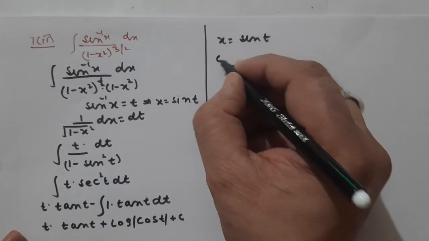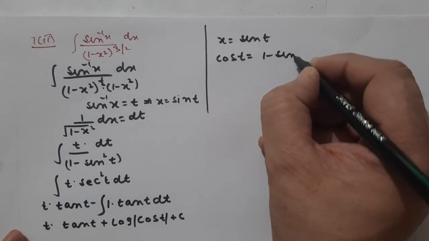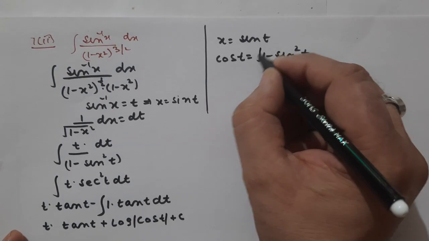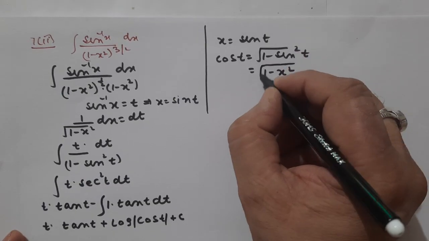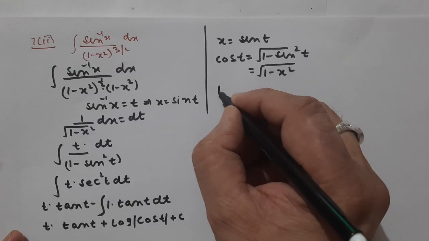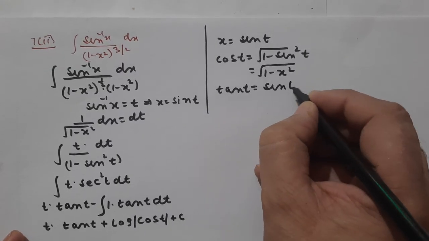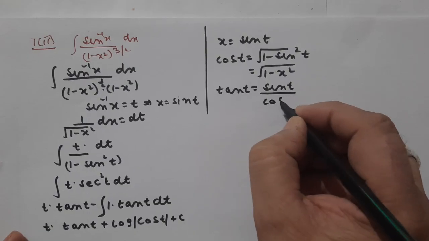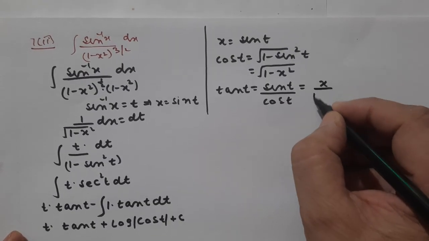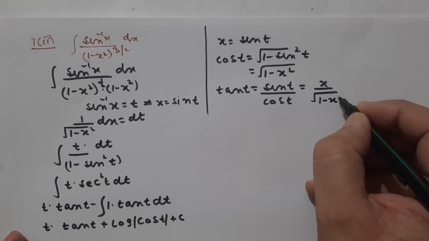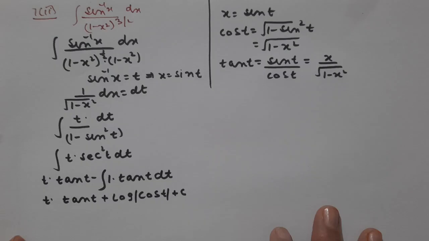Now cos t will be the square root of 1 minus sin square t, and this is equal to the square root of 1 minus x square. This is the value of cos t. And if I want to find the value of tangent t, this is the ratio of sin t upon cos t. Now sin t is x and cos t is under root 1 minus x square. So these are the values of cos t and tangent t.